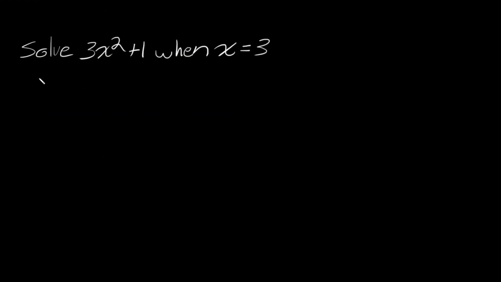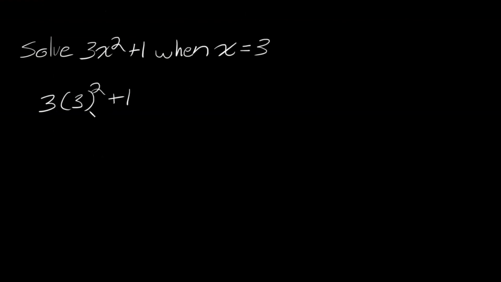Now let's solve this. So solve 3x to the second power plus 1 when x is equal to 3. So let's just plug in 3 for the x. Since 3 and x are equivalent, this means they're interchangeable. So we will have here 3 times 3 to the second power plus 1.